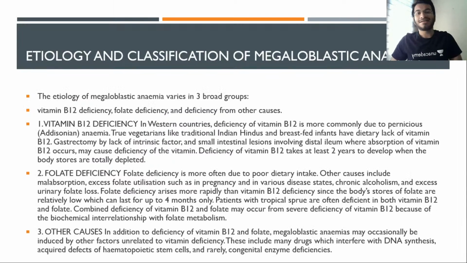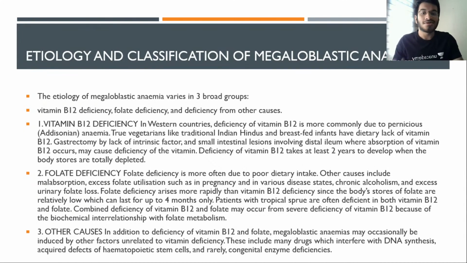Then etiology and classification of the megaloblastic anemia. So the etiology of the megaloblastic anemia varies in three broad groups. First of all, vitamin B12 deficiency. Second is folate deficiency, and third is other causes. Vitamin B12 deficiency: deficiency of vitamin B12 is more common due to pernicious anemia.